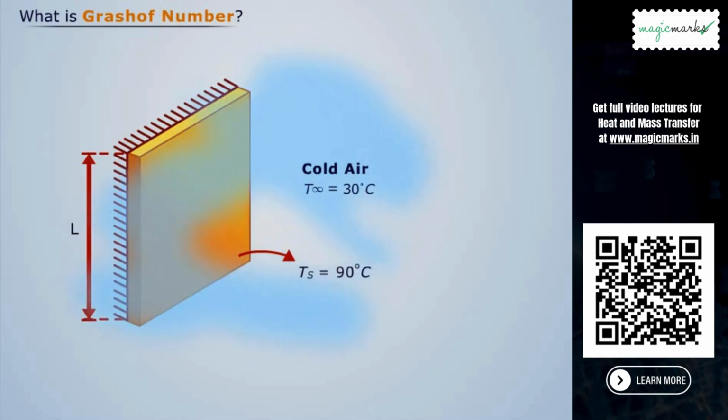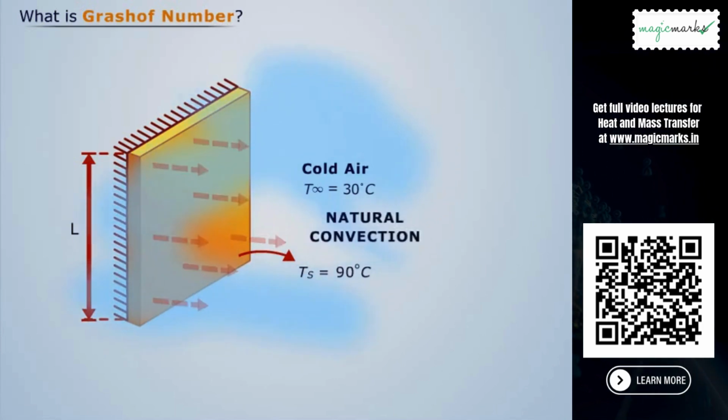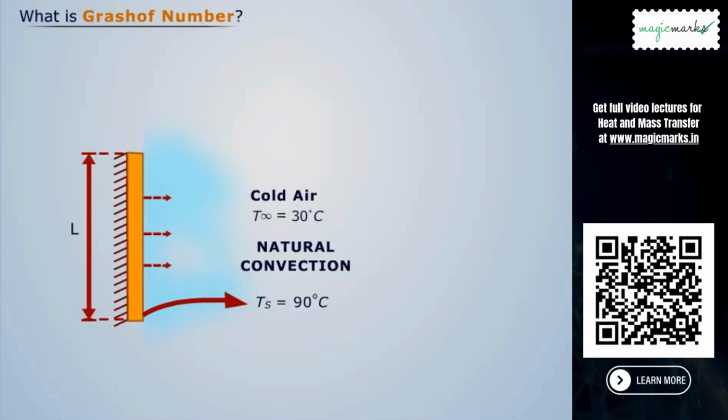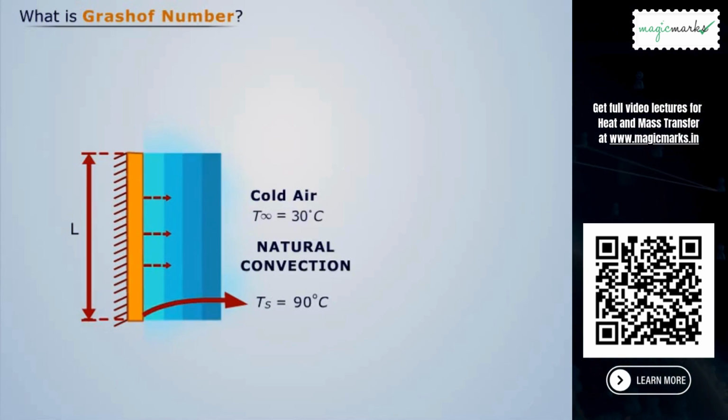As the temperature of the plate is greater than that of the air, heat is transferred from the plate to the air through natural convection process. Now the temperature of the layer nearest to the plate becomes warmer than the layers away from it. Therefore, the density of air in this layer decreases. Now, due to this density difference, a buoyant force acts on the air in the upward direction.